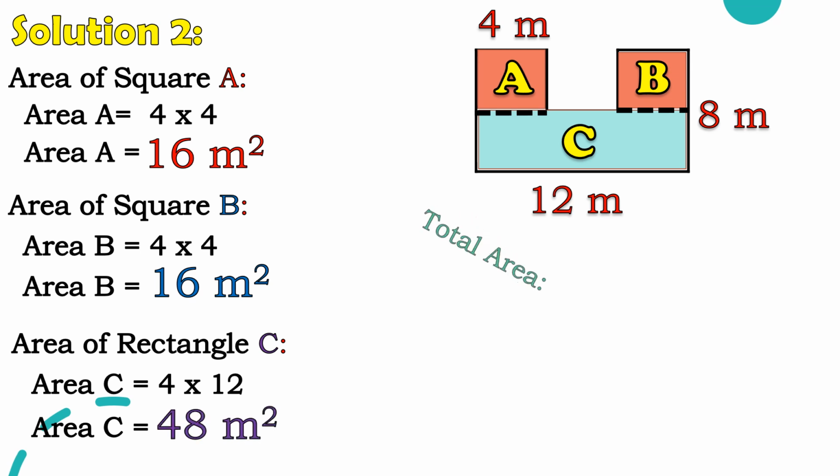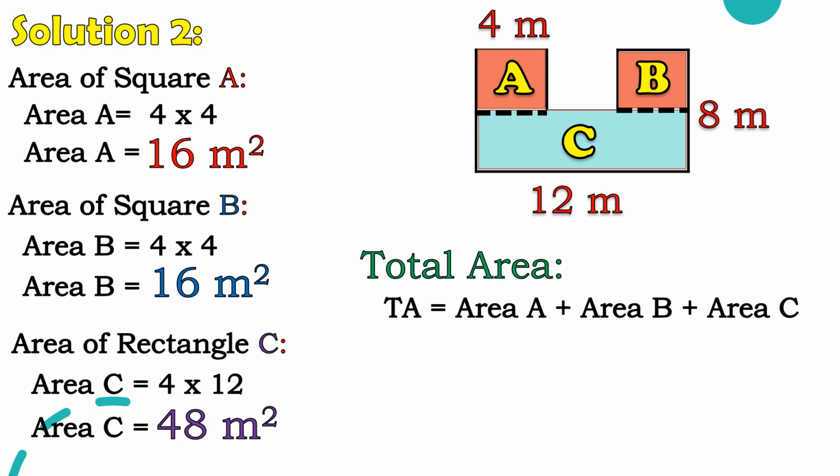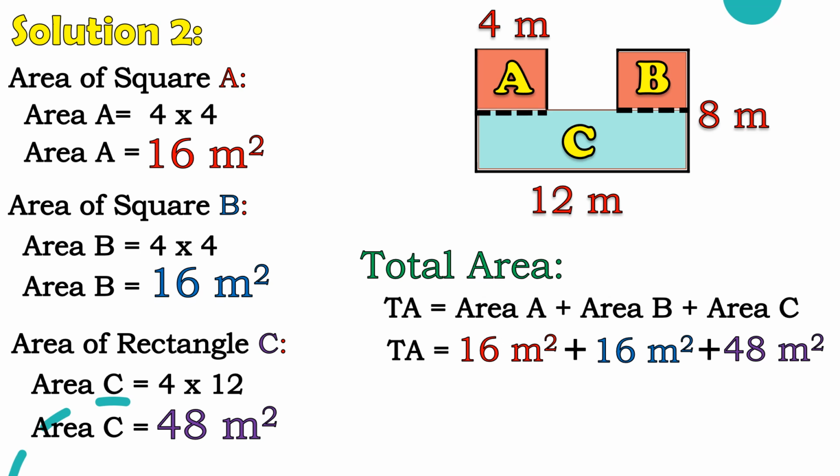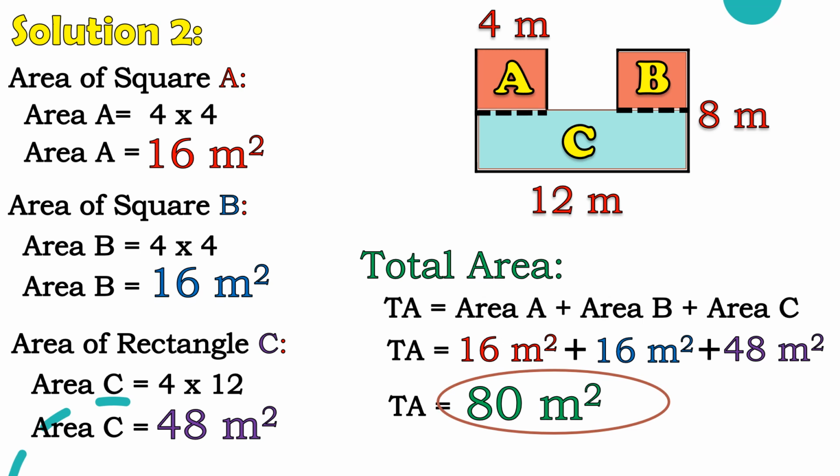To get the total area of the figure, we are going to add all the area of the figures. So, total area is equal to area A plus area B plus area C, which is 16 meters squared plus 16 meters squared plus 48 meters squared. The total area of the irregular figure is 80 meters squared. Very simple, right, children? Just follow this example at madali nyo na lang masasagutan o ang maghanap ng area ng irregular figures.